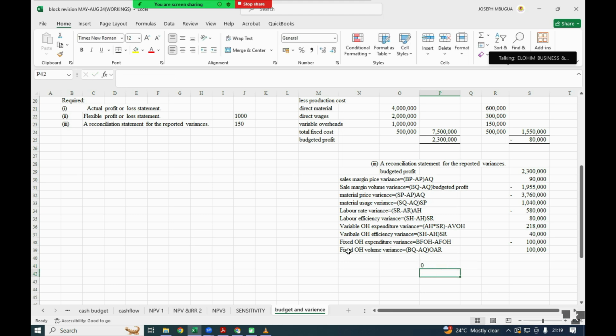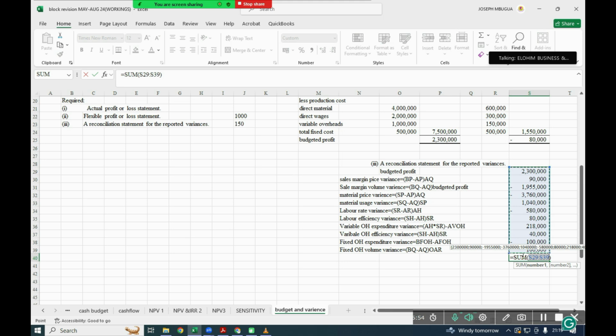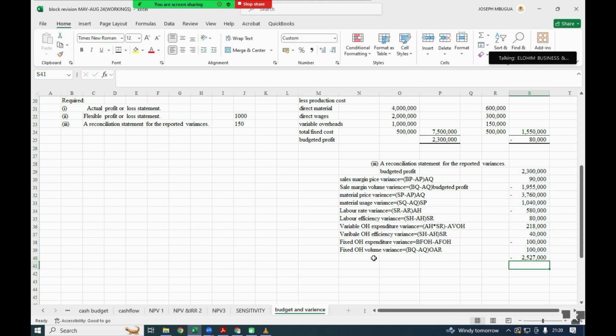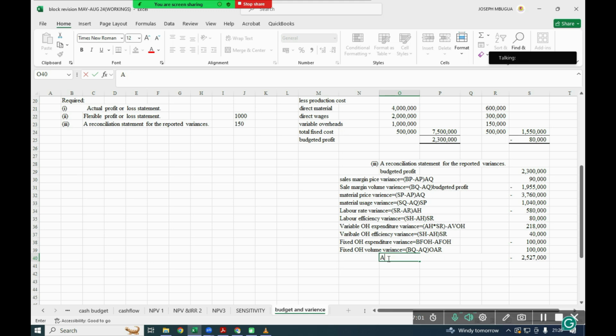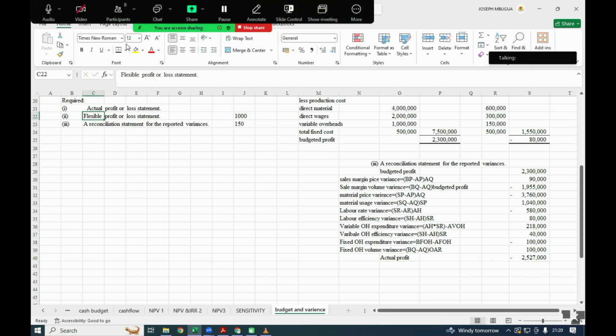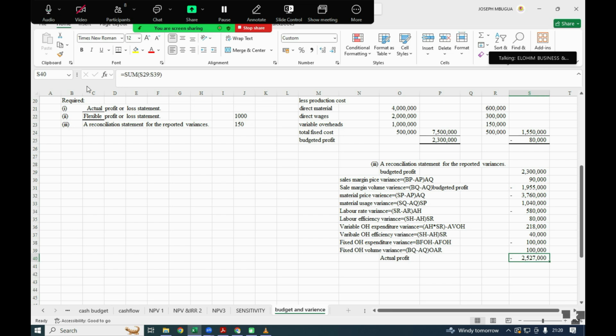So combining the two, instead of going the route for expenditure and the route for volume, when you just deal with total fixed overhead variance, you'll still get a 0 for that. And when we try to get the total, you'll find that it is giving us a very different value for the actual profit. So actual profit of 27. But remember our actual was not 27.